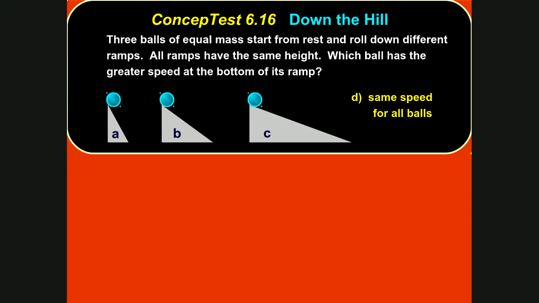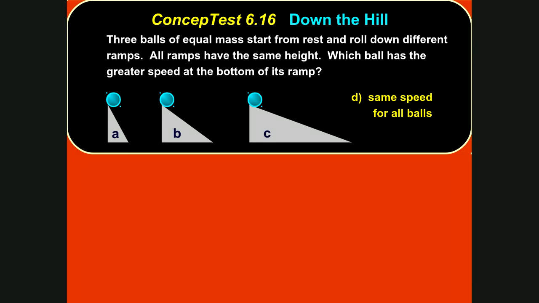This is slightly tricky, but do pay attention to the formulas. There are 3 different balls that are falling from height A. You can see the height for all of them is same, but the slope is not the same. The 3 balls of equal mass start from rest and roll down different ramps. All ramps have the same height. Which ball has the greatest speed at the bottom of the ramp?